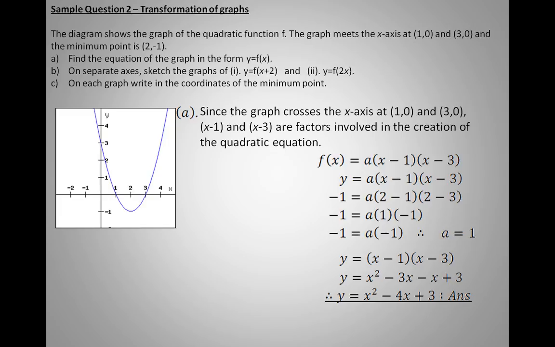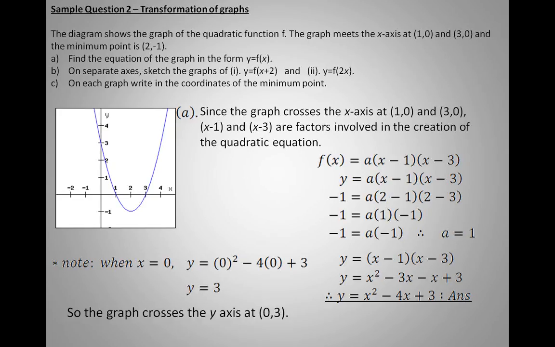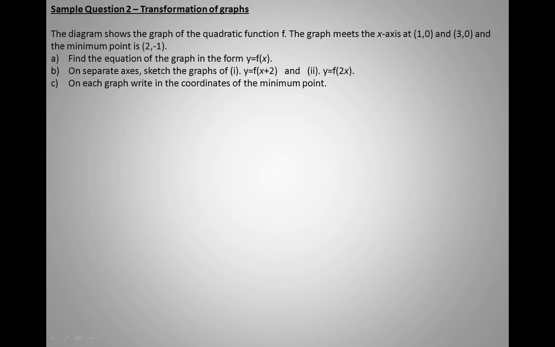If you want to find where the graph crosses the y-axis, you plug in 0 for x in our equation and we find y equals 3. So the graph crosses the y-axis at plus 3.